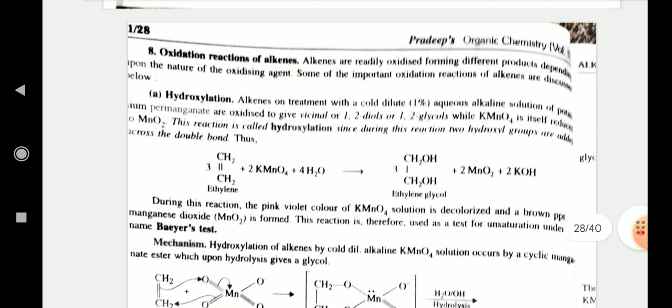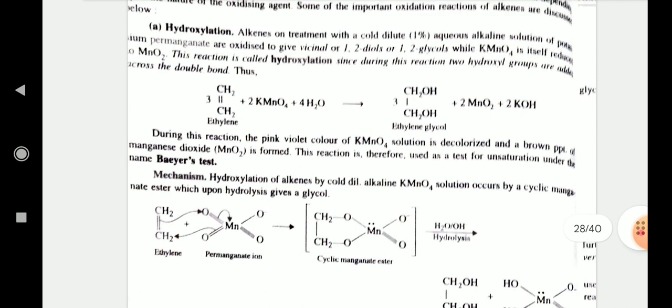Next is oxidation reaction of alkenes. Alkenes are readily oxidized to form different products depending upon the nature of the oxidizing agent. Some important oxidizing agents of alkenes are discussed below. First is hydroxylation. Alkenes on treatment with the cold dilute 1% aqueous alkaline solution of potassium permanganate are oxidized to give vicinal or 1,2-diols or 1,2-glycols with KMnO4.